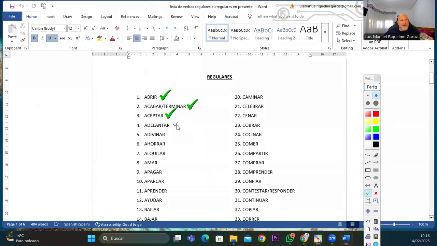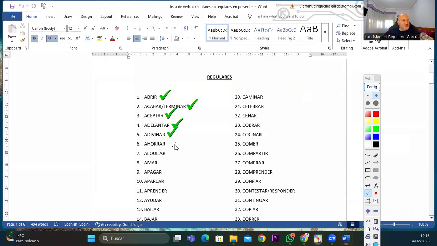Adelantar, it's the verb to overtake. When you are driving, you overtake another car, or it has some other meanings. For example, it is also to bring forward an appointment. If you have an appointment on the 10th, February the 10th, and you want to see the doctor before, to bring forward the appointment. So overtake or bring forward. Adivinar, it's to guess. You don't know something, so you guess it.